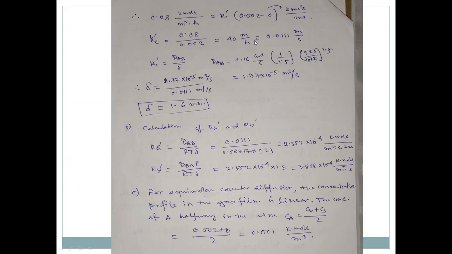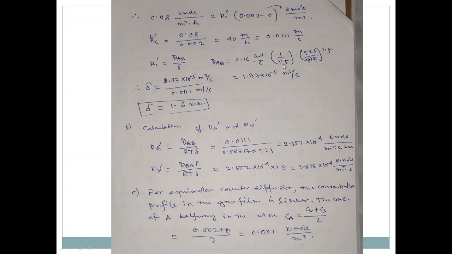Then meter per second, 40 meter per hour, then this is the meter per second, Kc dash. So Kc dash equal to dAB by delta. Kc we have calculated, and if we can calculate dAB, then at this reaction condition that will be there. Now dAB will be what? 0.016 centimeter square per second, or 1.6 into 10 to the power minus 5 meter square per second.